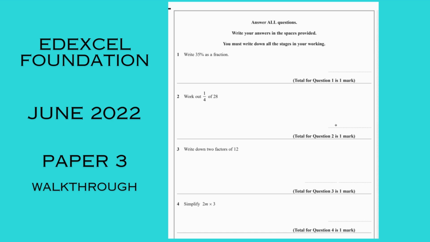Write 35% as a fraction. Don't forget percentage means out of 100. It doesn't ask to simplify, so why waste time?